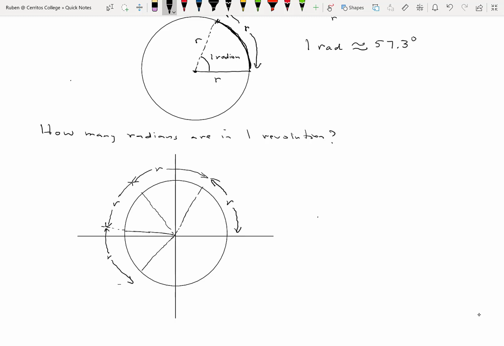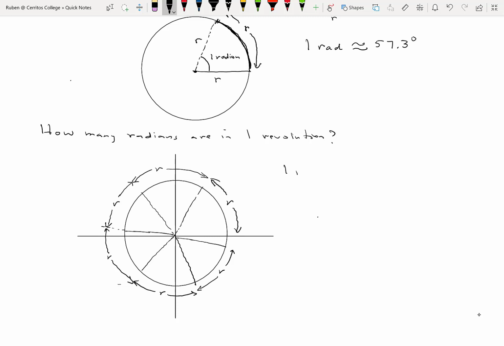Probably should have drawn it a little longer, but that's okay. Here's another radian. I'm just laying bent line segments along the curve. Each of these little angles I'm tacking on is 1 radian. Here's the next one. And that's unfortunate. This is a whole number of radians. How many are there? 1, 2, 3, 4, 5, 6.